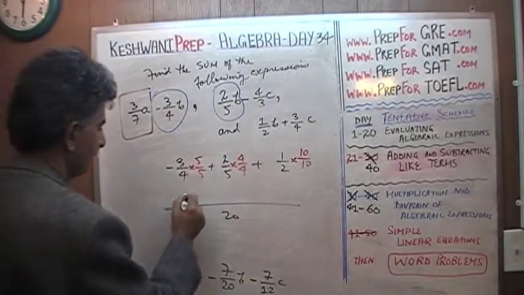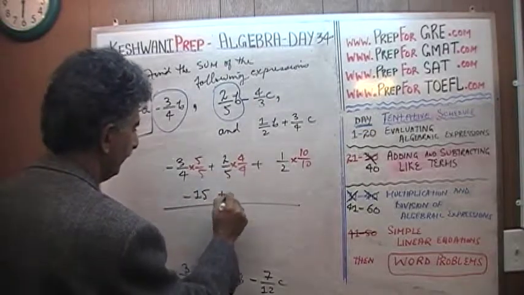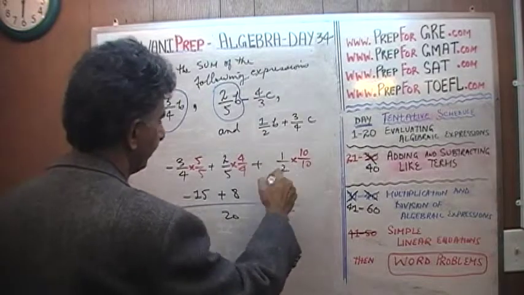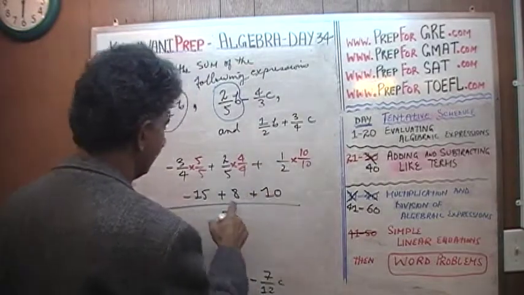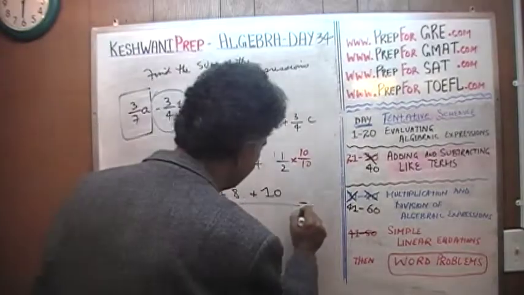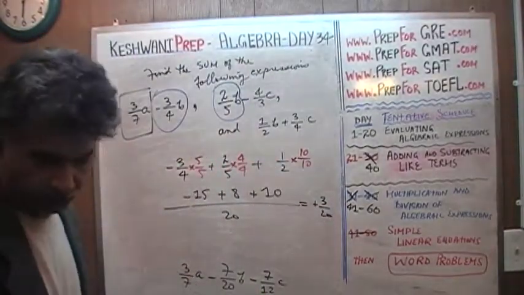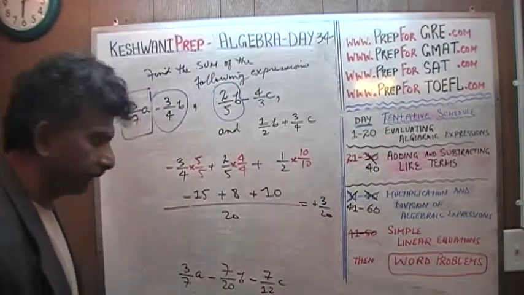-3 times 5 is -15. 2 times 4 is 8. And 1 times 10 is 10. 10 plus 8 is 18. 18 minus 15 is 3. Oh, it is +3/20. I don't know how I got the wrong answer the first time.